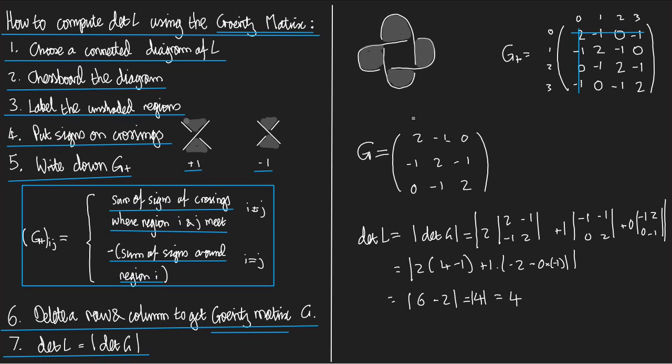That was steps 1 and 2. Now let's label the regions. There's the outside region, call it 0, and the inside region, call it 1. Next, let's put the signs on. Well, these crossings all have the same sign, plus 1, it turns out.